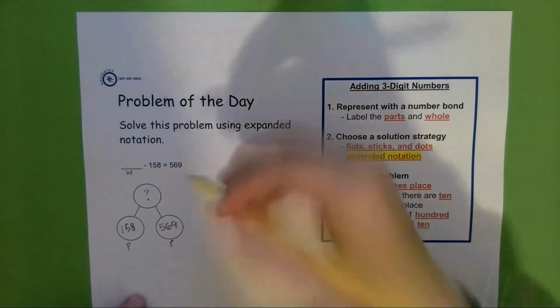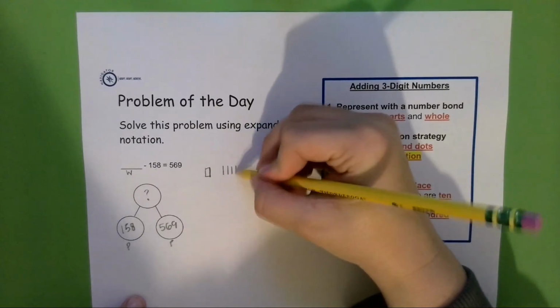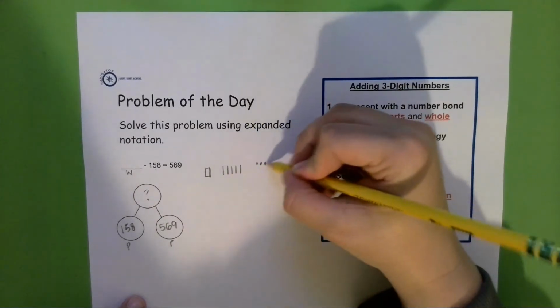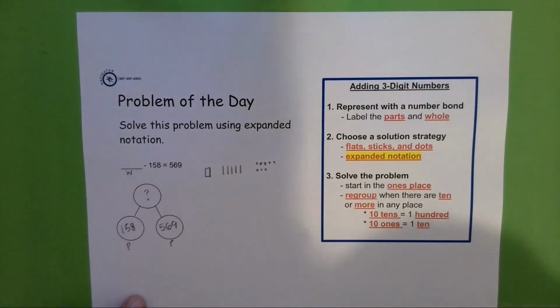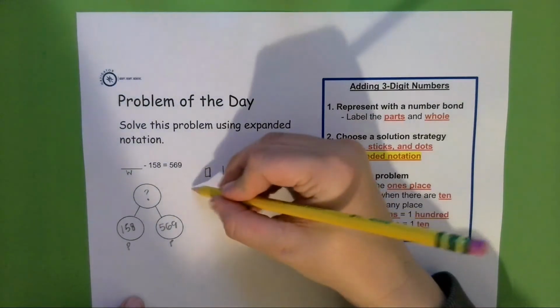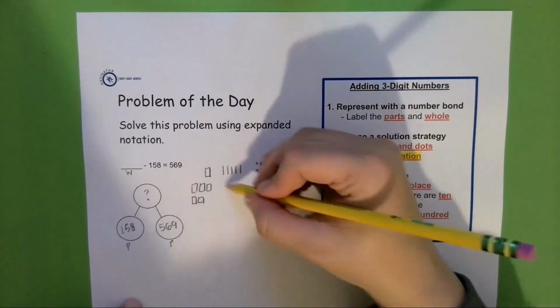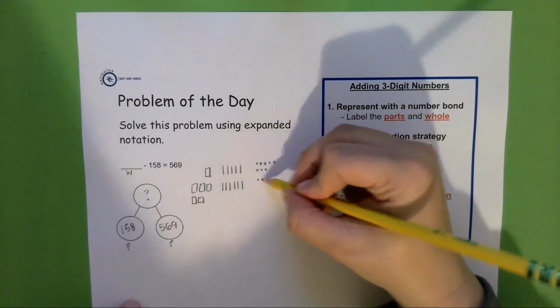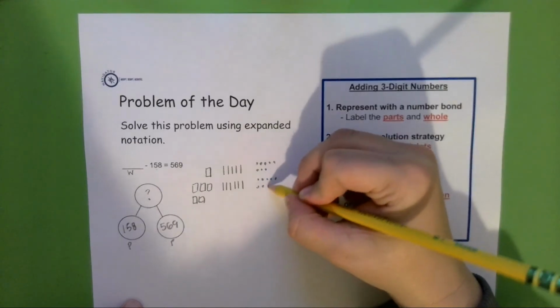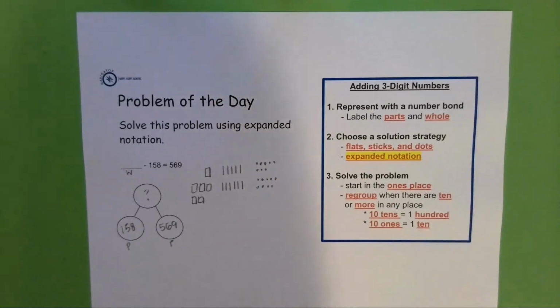I bet you said that first we should draw one flat, 5 sticks, and 8 dots to represent 158. Then I bet you said that we should draw 5 flats, 6 sticks, and 9 dots to represent 569. Then we can count to find the total.